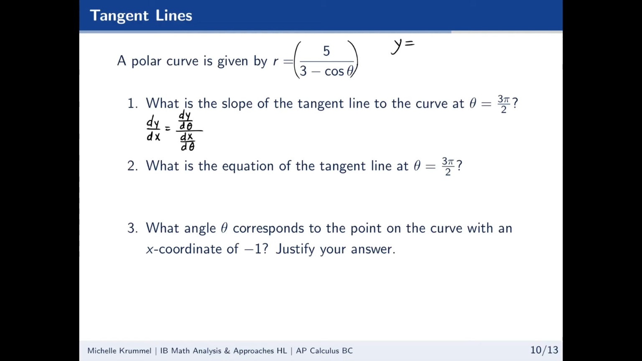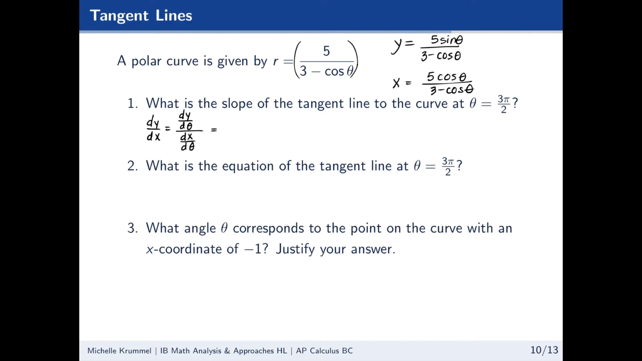Here's my r right here. r equals 5 over 3 minus cosine theta. So y equals that r times the sine of theta. And we'll just stick that in the numerator. And then x equals r times the cosine of theta. So 5 cosine theta over 3 minus cosine theta. Okay, now we can find our derivatives.